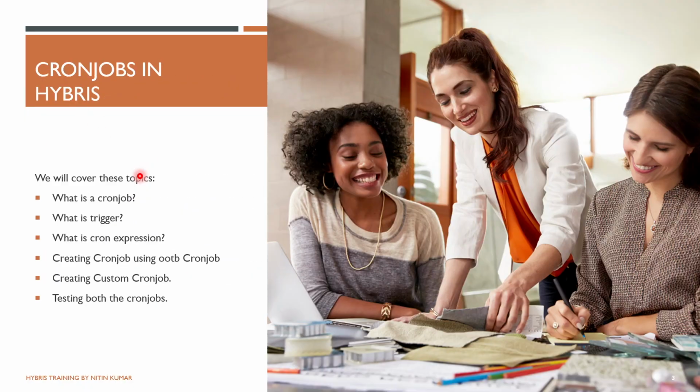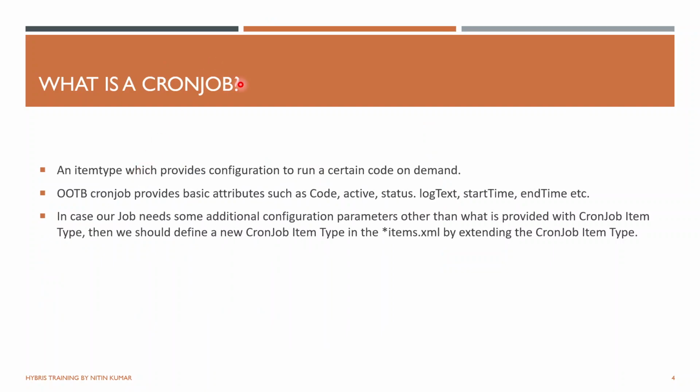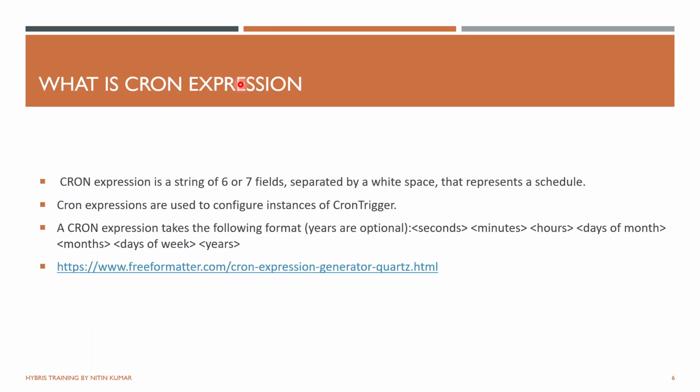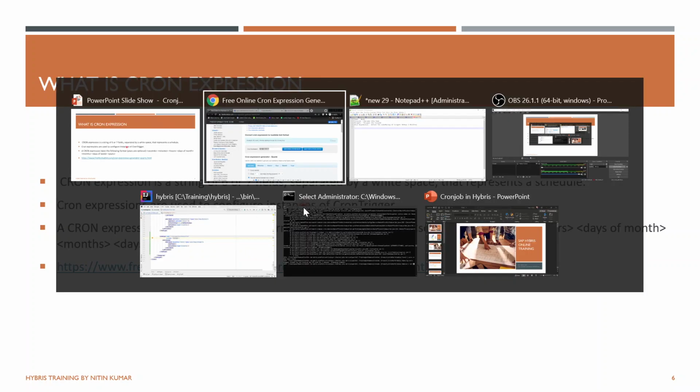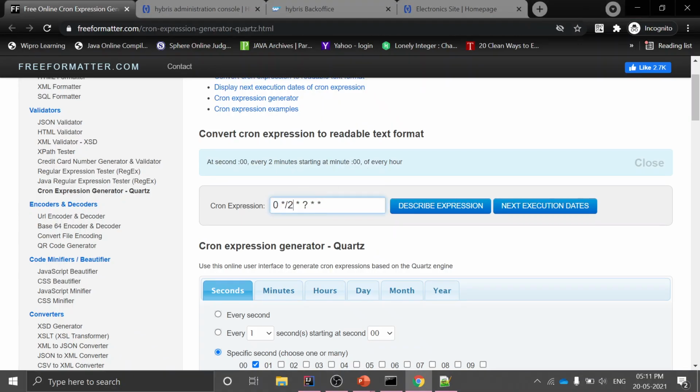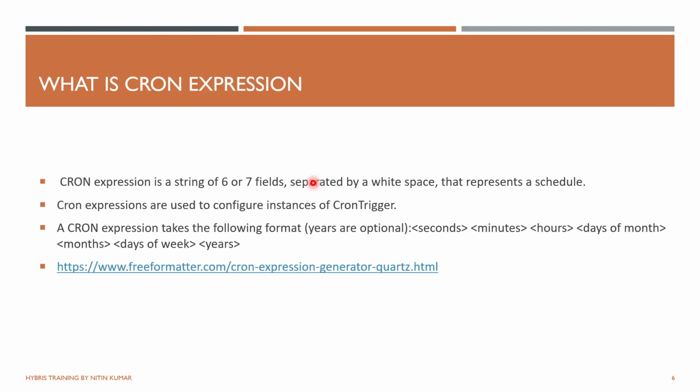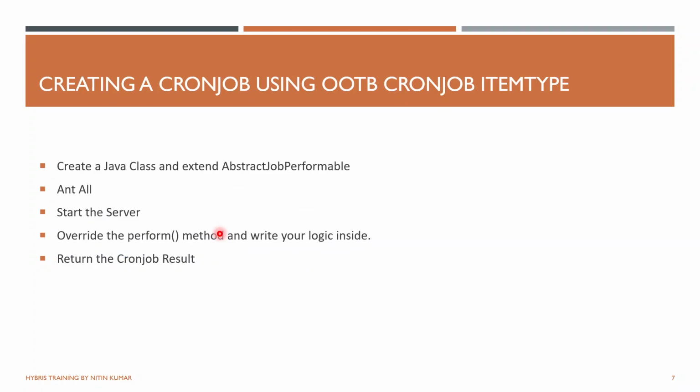So I hope this is clear: what is a cron job, what is a trigger, and what is a cron expression. A cron expression is a string separated by white space, which holds the seconds, minutes, hours, days of month, and it defines the schedule of a particular trigger. So till now everything is clear regarding the cron job.